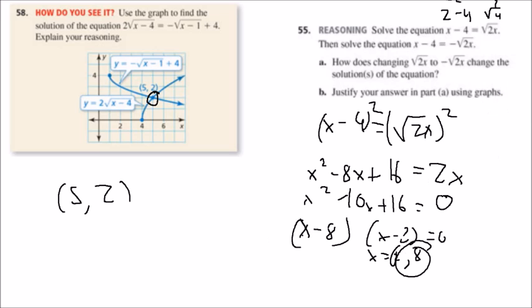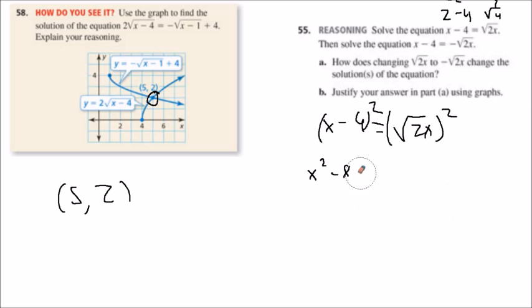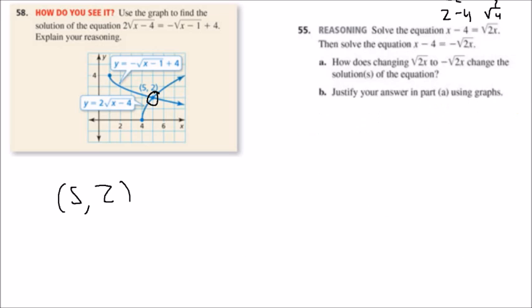Okay, let's solve the other equation. x minus 4 is equal to negative square root of 2x. So now we have 4 minus x is equal to the square root of 2x. Multiply them together, you'll get 16.